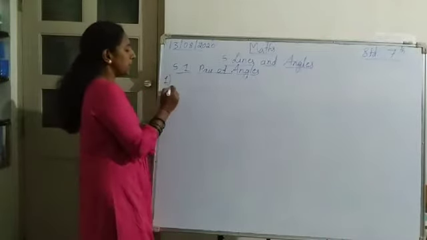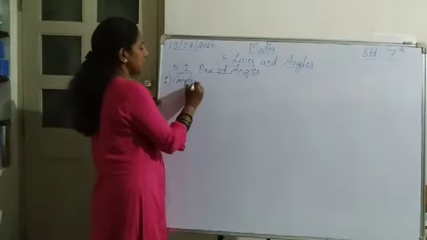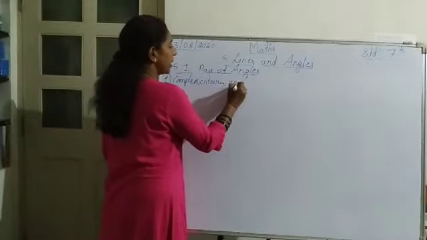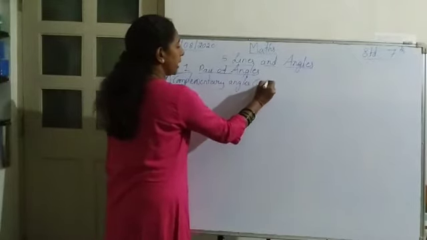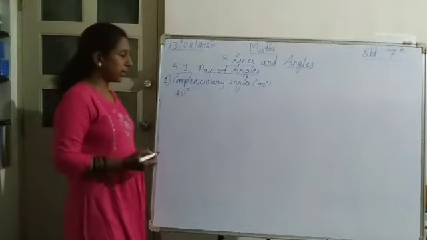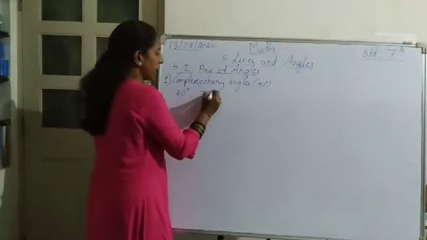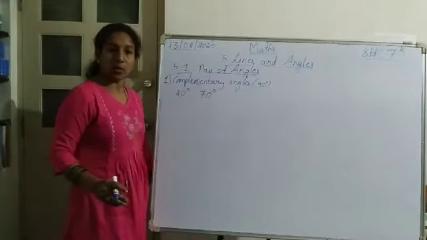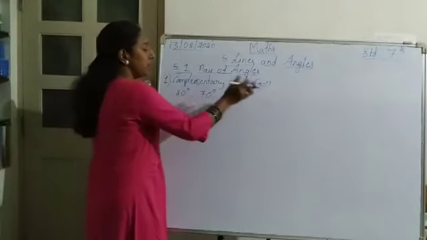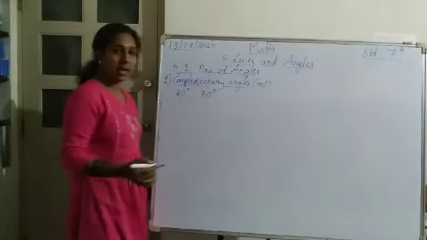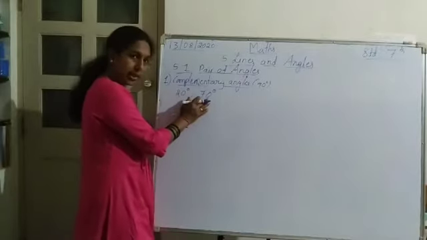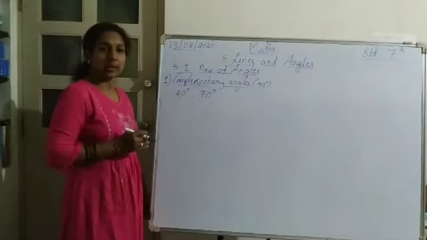Here the first one is called complementary angles. Complementary angle means 90 degrees. For example, if one of the angles is 20 degrees, then the other angle is 70 degrees, and the sum will be 90 degrees. These two angles together we say are a pair of complementary angles. So 20 degrees is the complement of 70 degrees, and 70 degrees is the complement of 20 degrees.